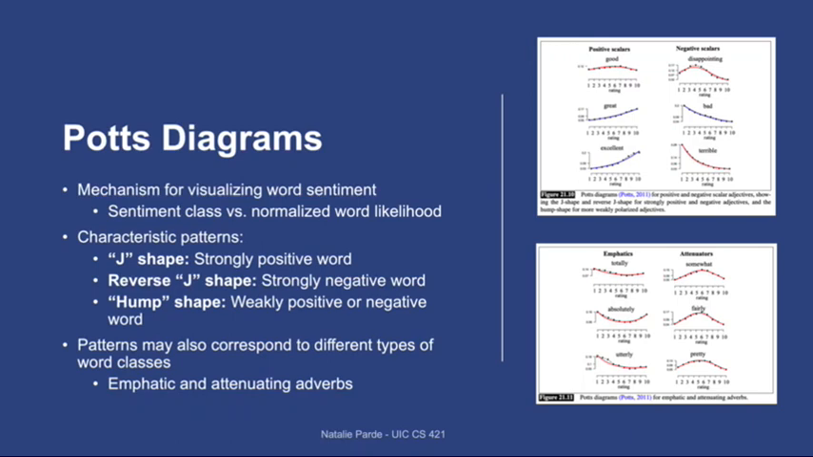POTS diagrams provide useful visualizations of word sentiment, and some examples provided in the textbook are reproduced here. For example, strongly positive or negative words tend to have growing upward or downward curves, and weakly positive and negative words often have curves that are raised near the middle and lower on the extremes. POTS diagrams can also be used to characterize different word subcategories. Emphatic verbs like totally or absolutely tend to have J or U-shaped POTS diagrams, whereas attenuating verbs like somewhat or fairly tend to have humped diagrams more similar to those of weakly positive or negative words.